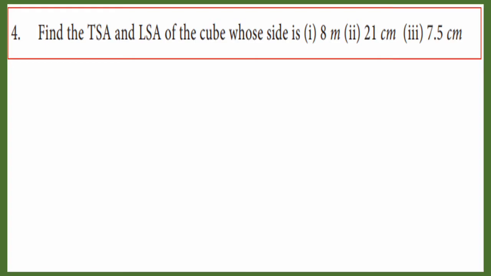Exercise 7.2, fourth sum. Find the total surface area and lateral surface area of the cube. The side is denoted by the letter a. First and second sum, do it yourself. Let us deal with the third sum. a equals 7.5 centimeter.